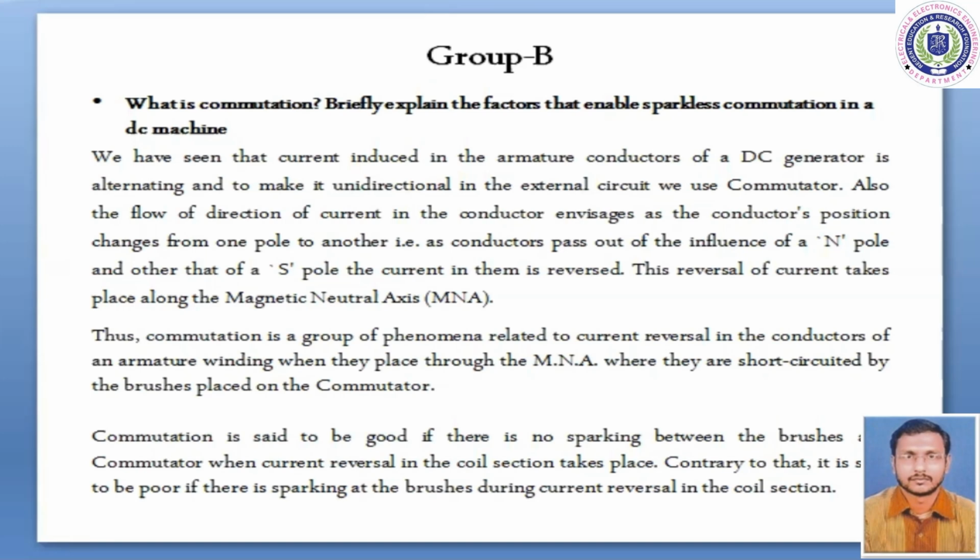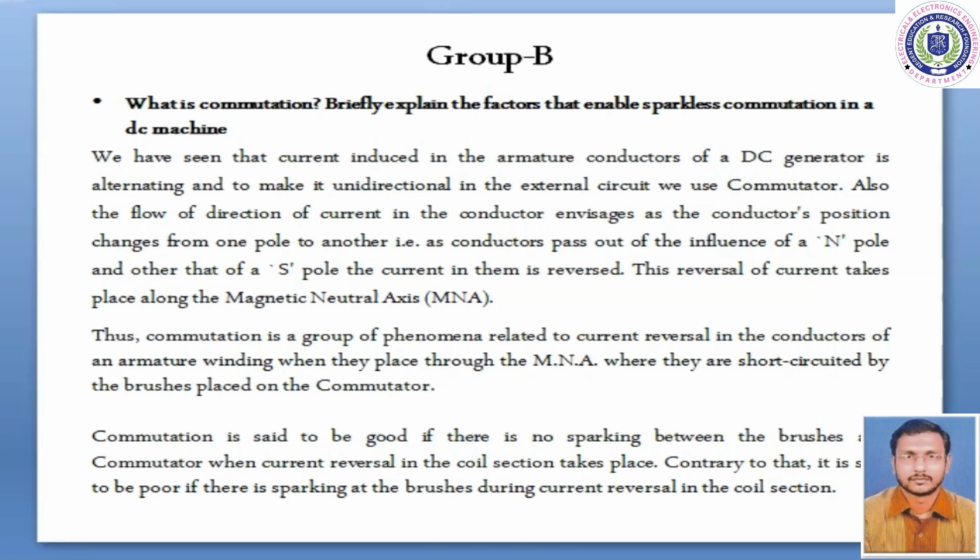When a brush spans two commutator segments, the winding element connected to those segments is short-circuited. During the period of short circuit of an armature coil by a brush, the current in the coil must be reversed and also brought up to its full value in the reverse direction, and that is the actual meaning of commutation.